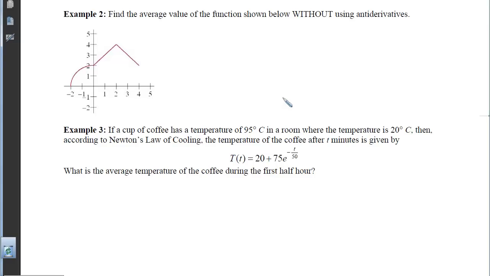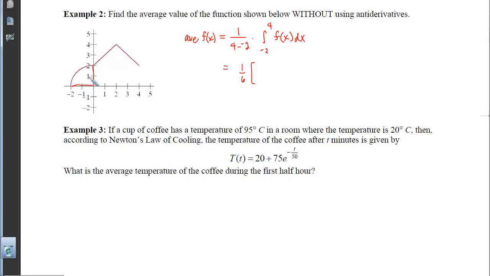With example 2, we want to find the average value of the function shown below without using antiderivatives. So we write down the average function value will be 1 over the length of the interval, which is 1 over 4 minus -2, times the integral from -2 to 4 of the function. Now, because we aren't using antiderivatives, that means we need to compute this accumulation by hand. So we'll have 1 over 6, and then we'll look at the accumulation and equate it to area.